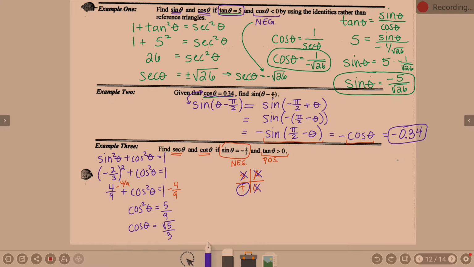Since I just took the square root in an equation setting, we are officially going to say plus or minus for the moment. But we know if that's positive or negative, don't we? Which is it? We know tangent's positive and sine's negative, so that put us down here in quadrant 3. So because of this right here, we know that cosine is negative square root of 5 over 3.